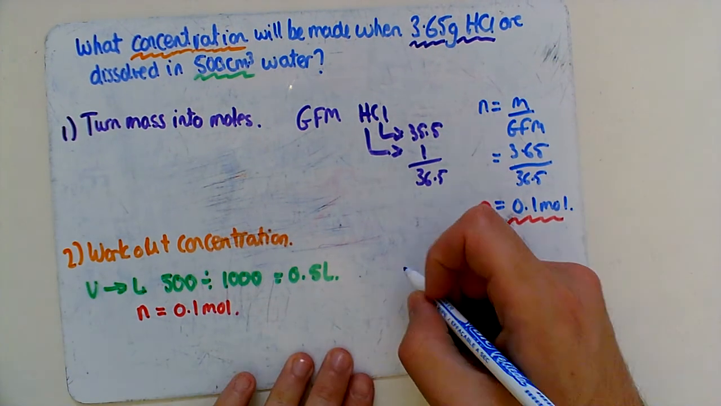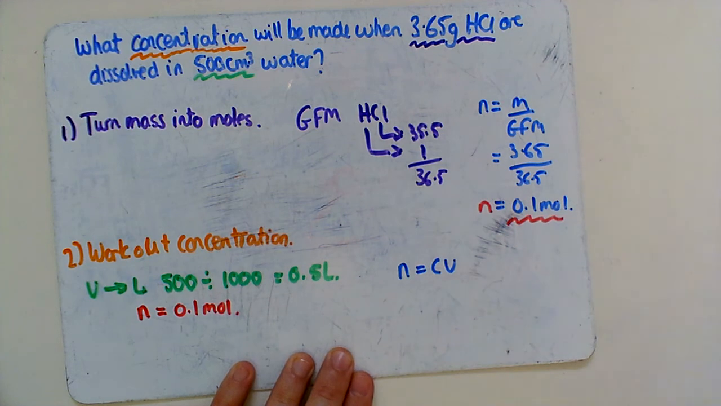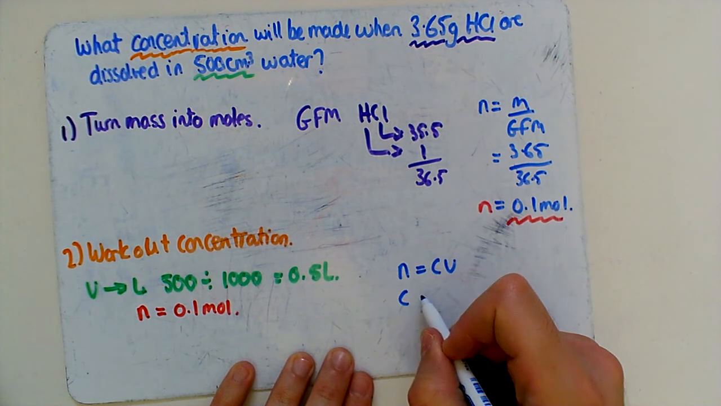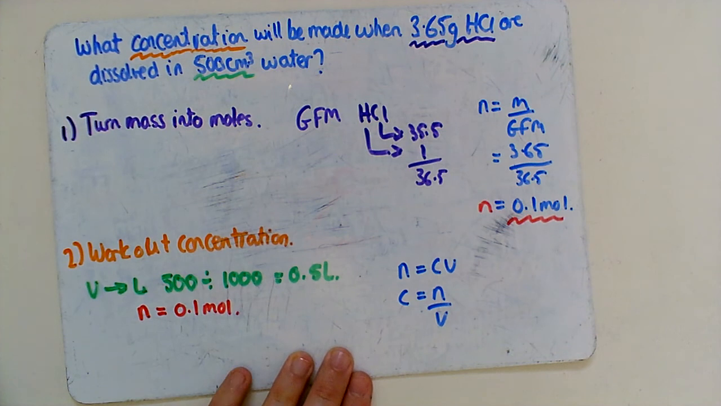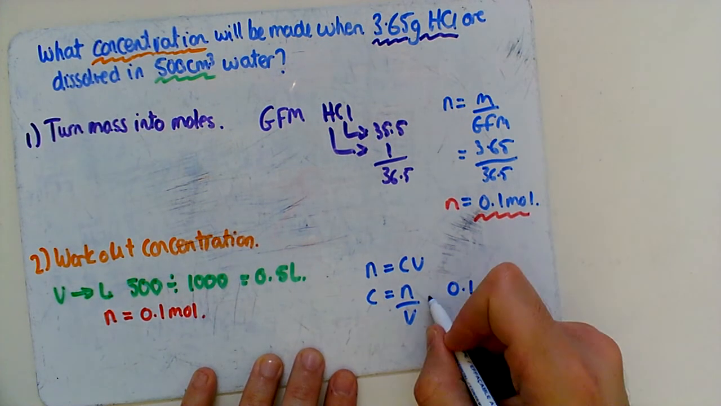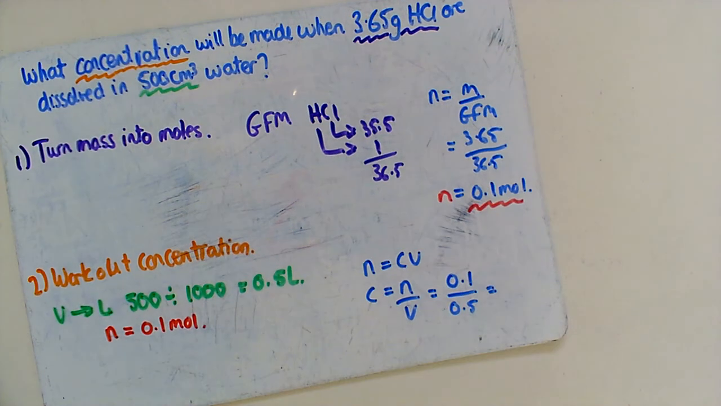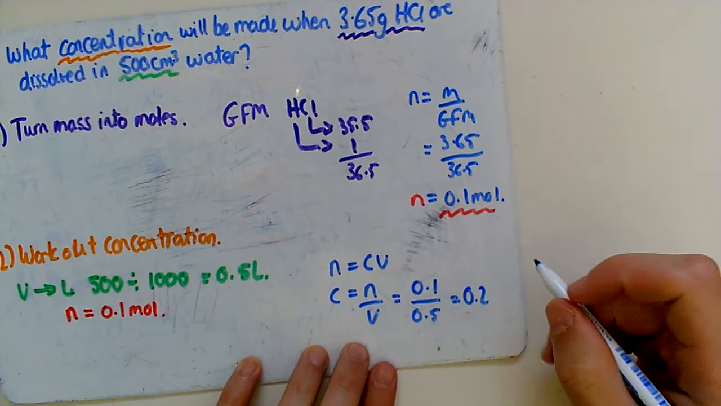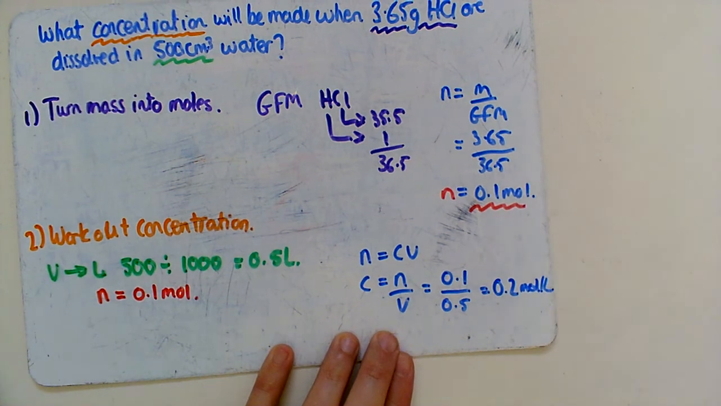The equation is N equals CV. We want C, so that is going to be N divided by V. So we're going to have 0.1 divided by 0.5, which equals 0.2, and the units of concentration are moles per litre.